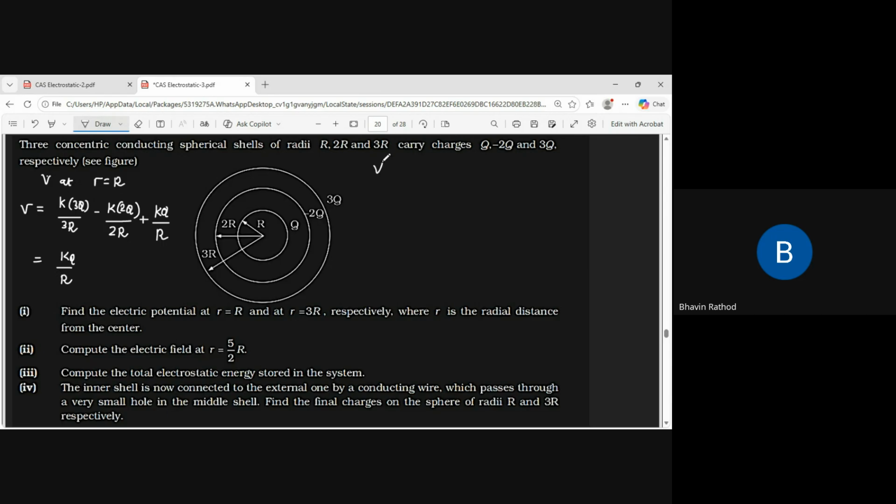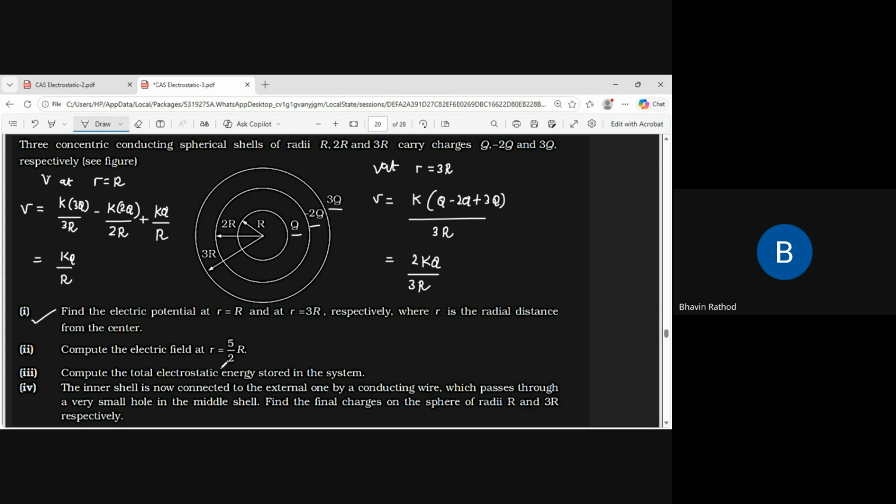Then we can say at r equals 3R, we are basically outside of the entire system. If we are outside the entire system, all these charges will behave like point charges. So I can just find the total of this, which is just going to be equal to 2Q. So potential is then simply K into Q minus 2Q plus 3Q divided by 3R. So that's 2KQ by 3R. All right, so that's the first part.